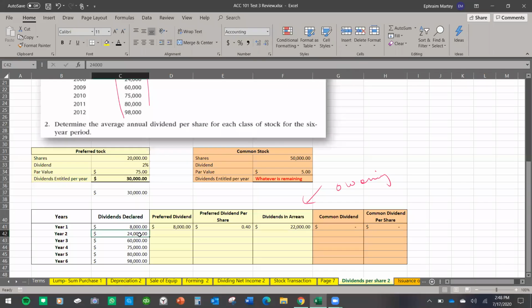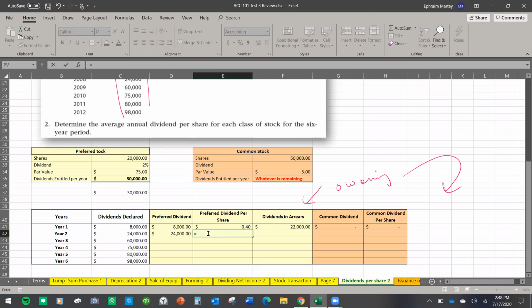And in the second year, we declared 24,000. And notice, you can tell that 24,000 cannot pay 30,000 and 22,000, 52,000. We didn't have enough money to pay preferred stock, everything. So whatever we owe them carries over to the next year. Okay, so in this case, because it's less, we are going to give all the 24,000 to them. And then the earning per share will be the same thing, having 24,000 divided by 20,000 shareholders.